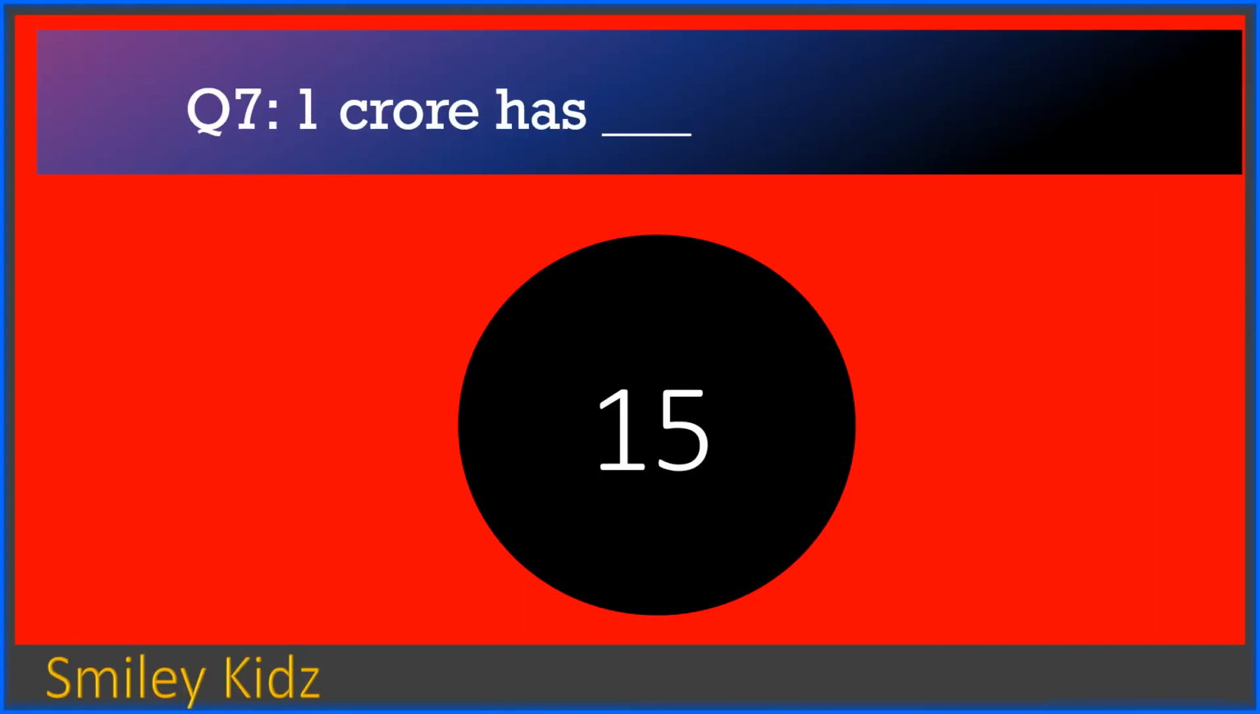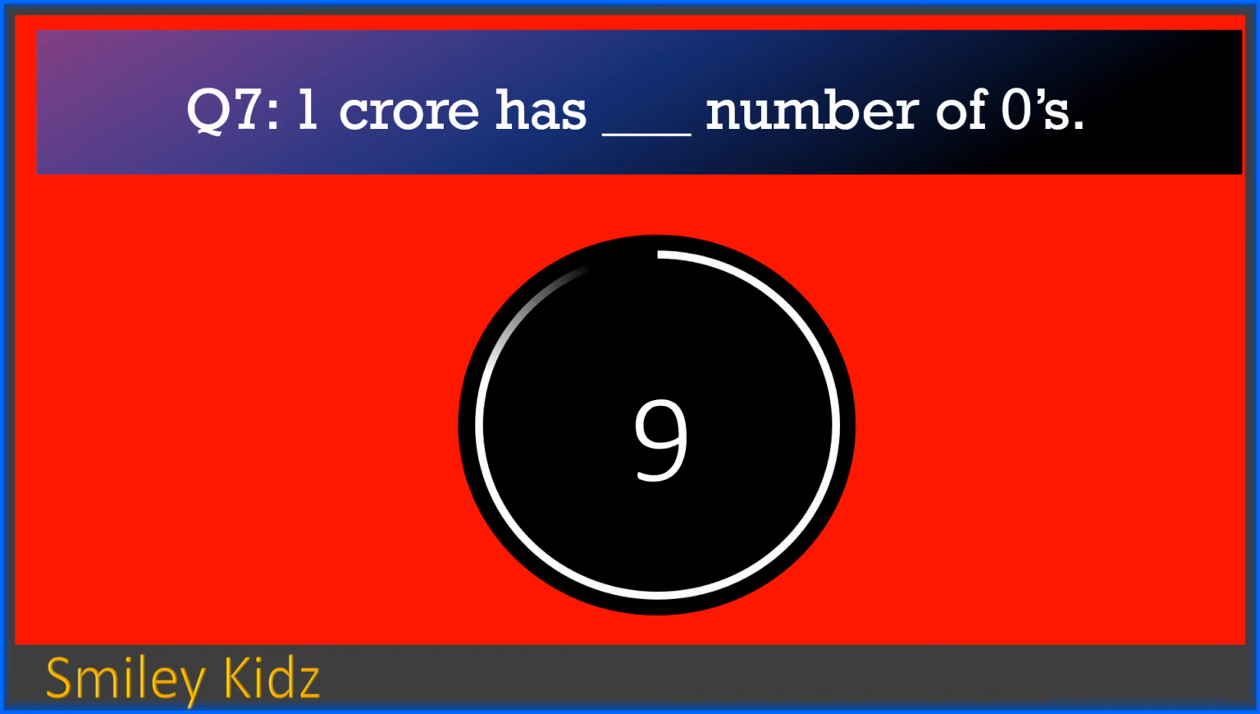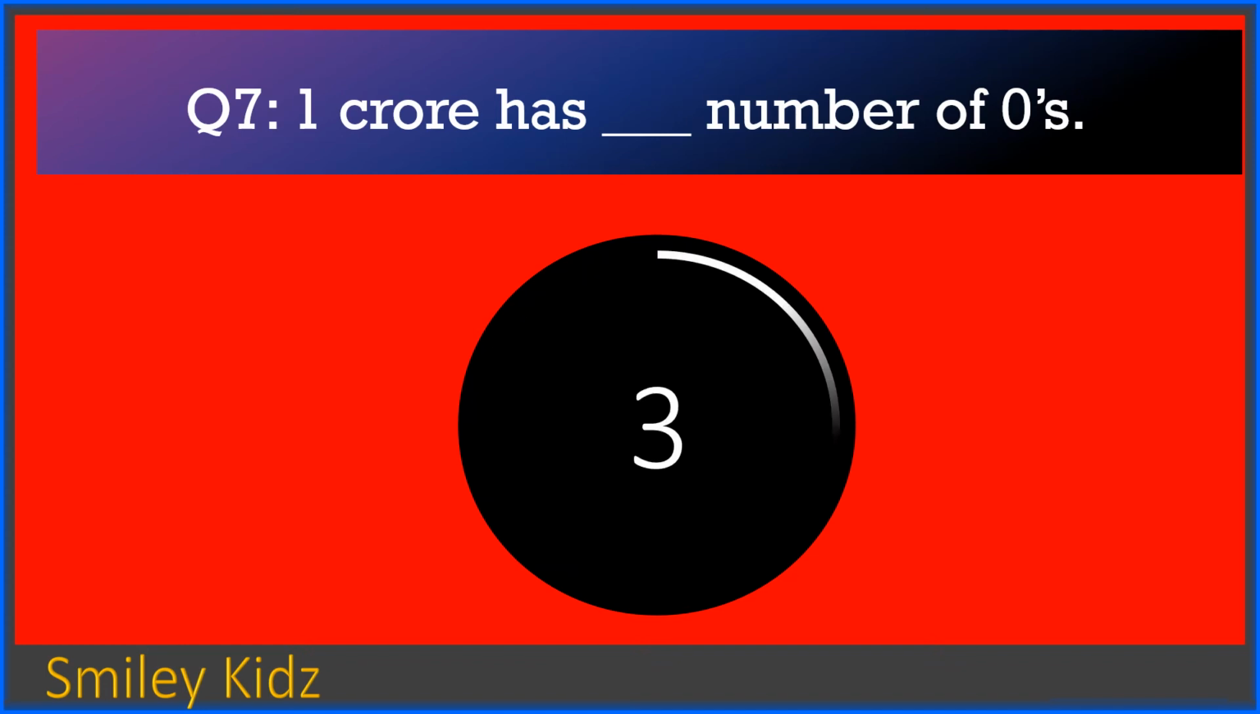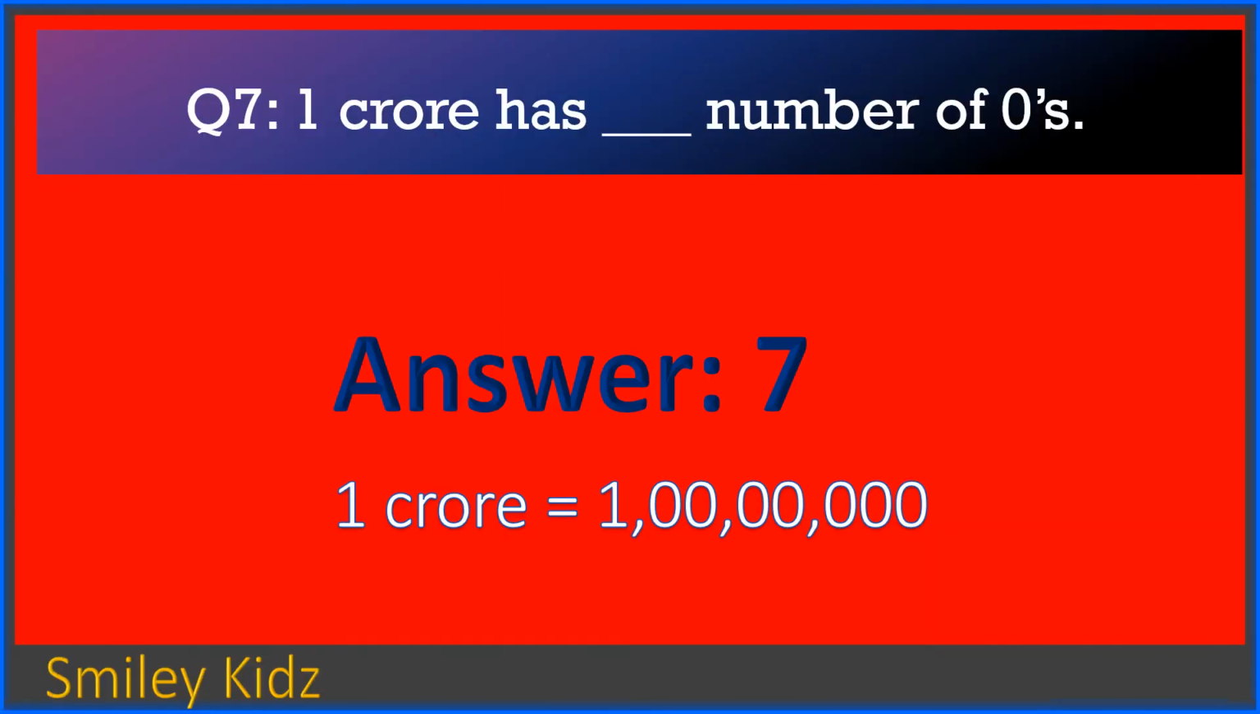Moving to question number 7. 1 crore has dash number of zeros. Your time starts now. Your time is up. The right answer is 7. 1 crore has 7 number of zeros.